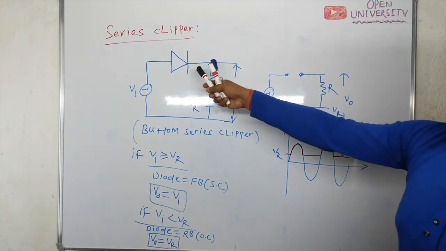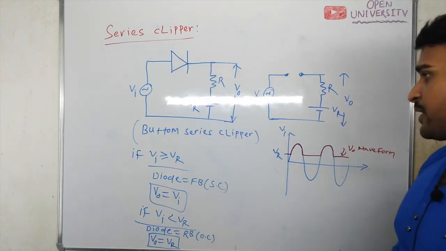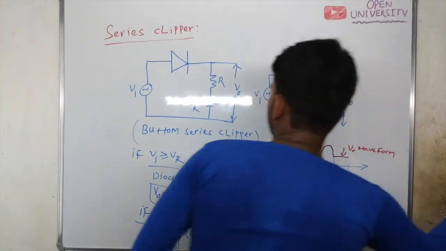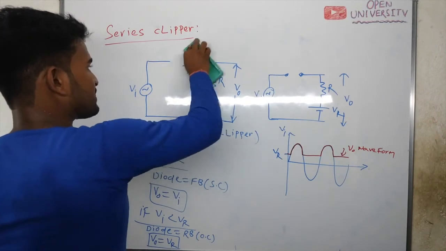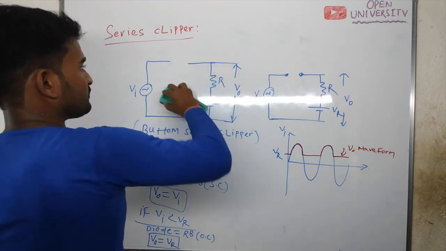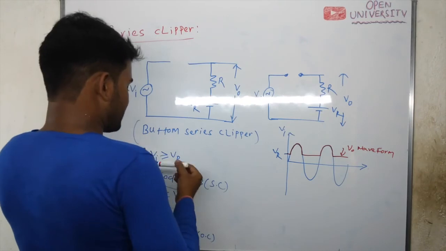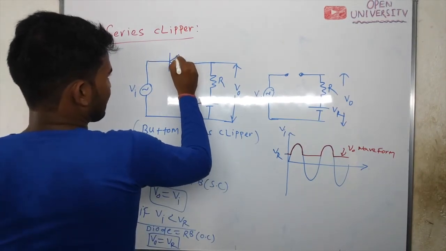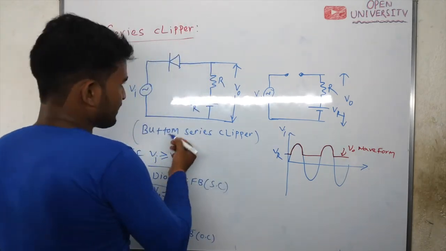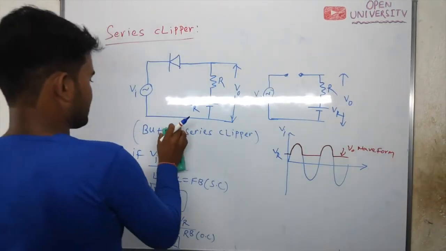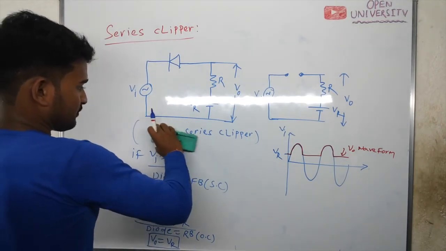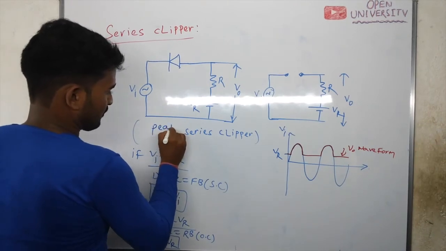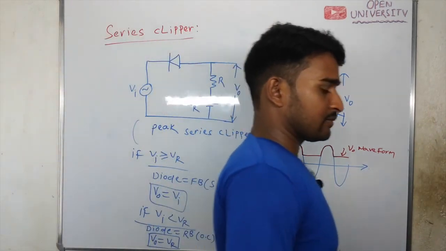And if you reverse the diode connection, then it will become a series peak clipper, a positive clipper. Okay, if you reverse the diode connection like this, then it will become your positive clipper or peak clipper. If you make it like this, it is now becoming a positive or peak series clipper.